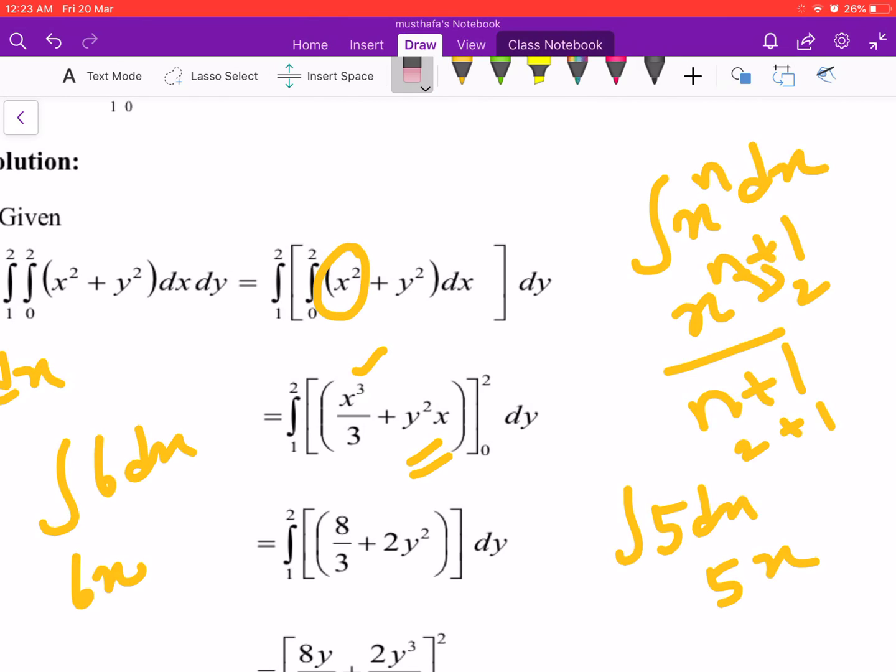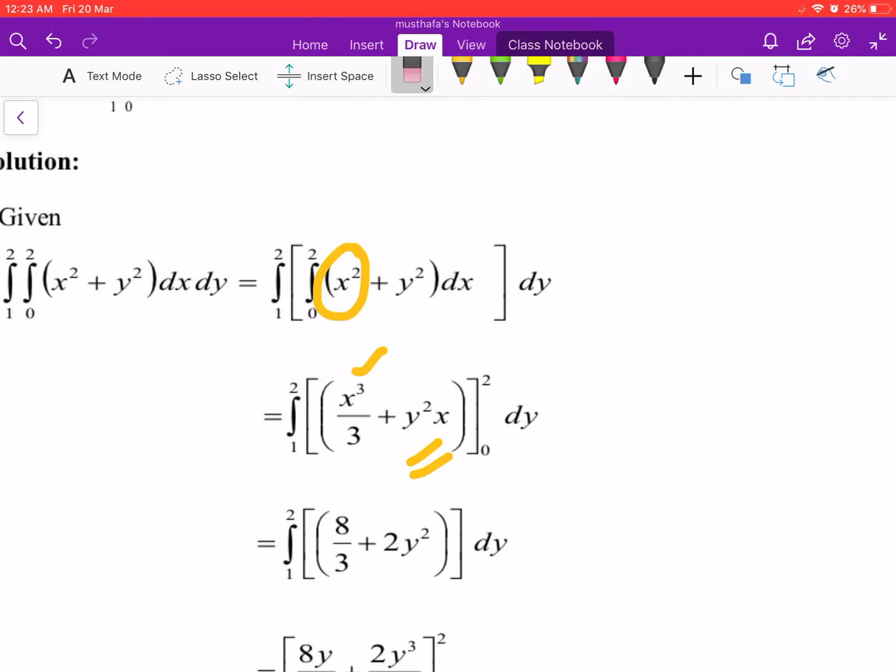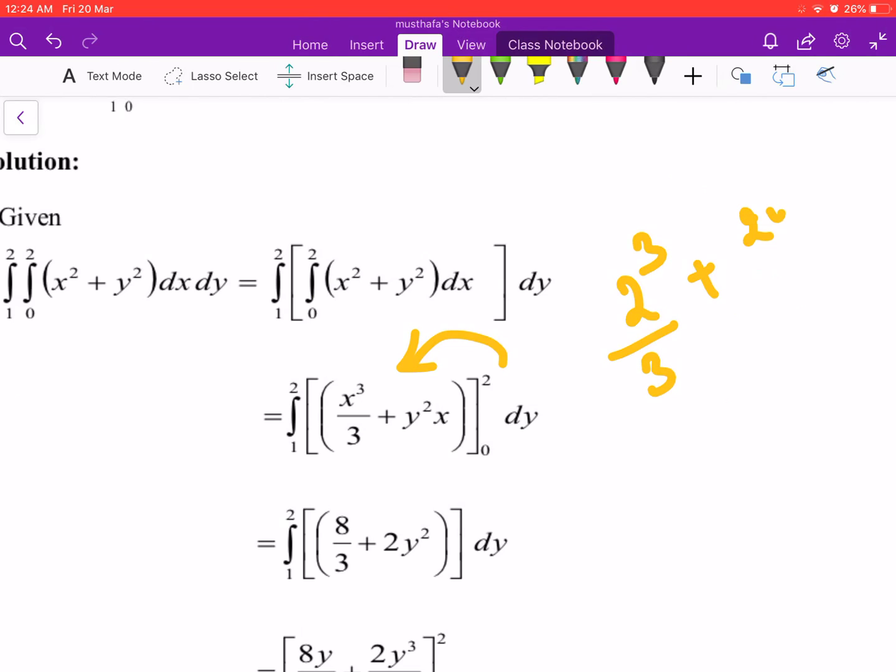Now we need to apply the limit. So what is the limit given to you? 0 to 2. You know how to apply the limit, right? First we need to apply the upper limit. What is the upper limit given to you? It's 2. For the variable x, you are going to apply the upper limit. So that means 2 power 3 over 3 plus 2 times y power 2. This is your upper limit.